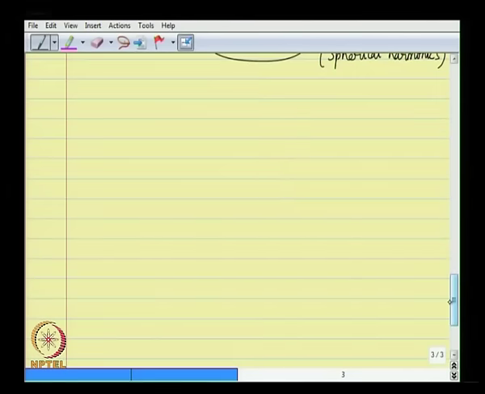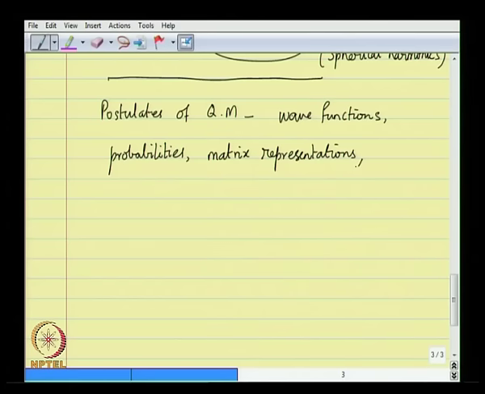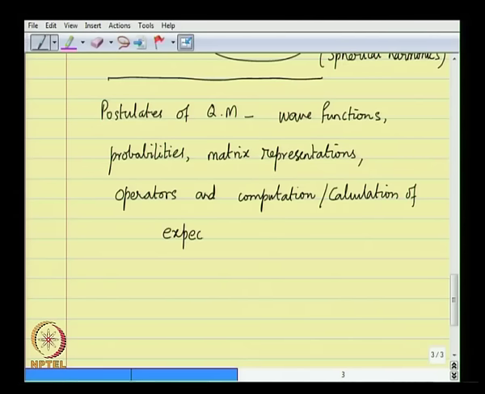Elementary. This will be followed by the fundamental aspects of quantum mechanics, such as the postulatory basis, the postulates of quantum mechanics, namely regarding the wave functions, probabilities, matrix representations, operators, and calculation of expectation values, etc.